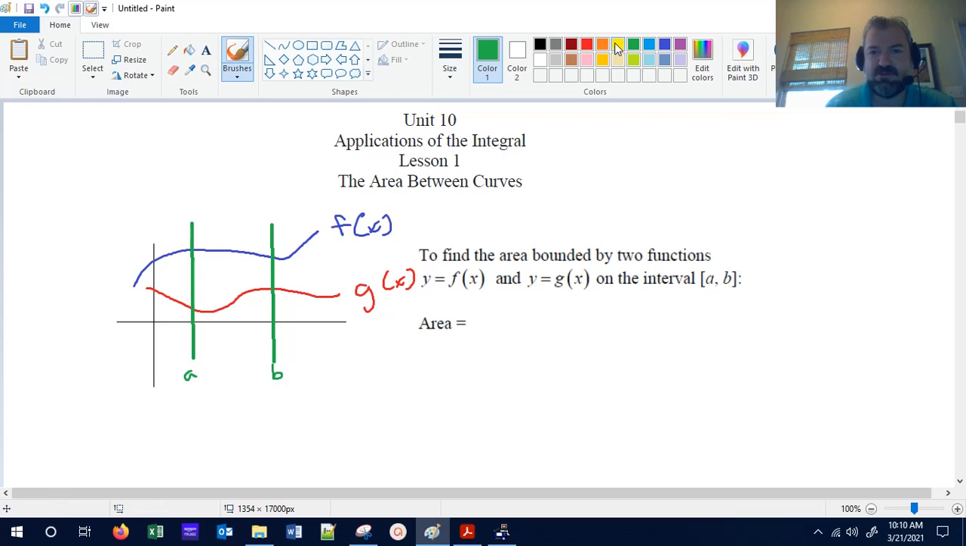So this area here, I can explain how this works in a couple of different ways. I think the easiest way to first understand it is that we have an area that we can find with the definite integral from a to b of f, and that would be the area under the curve all the way down to the x-axis. If I find that area and then subtract the definite integral of g from a to b, I'll have only this area here in the middle.